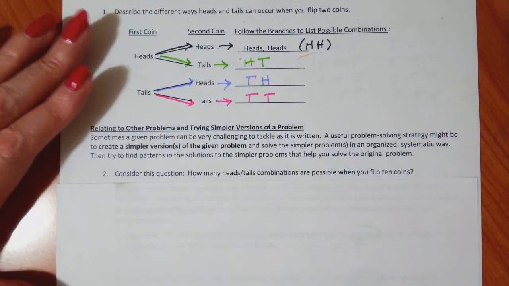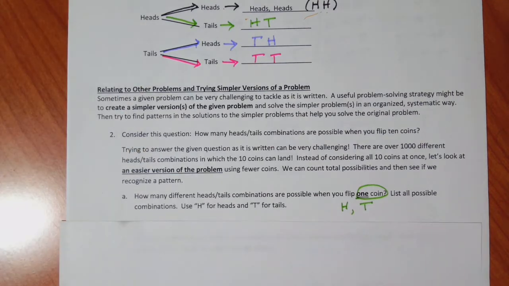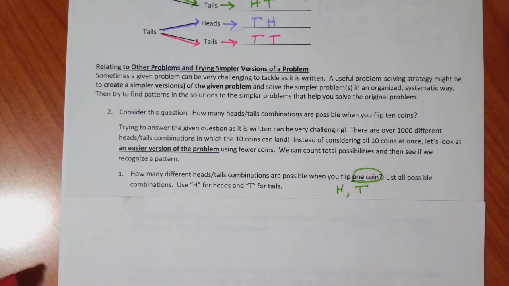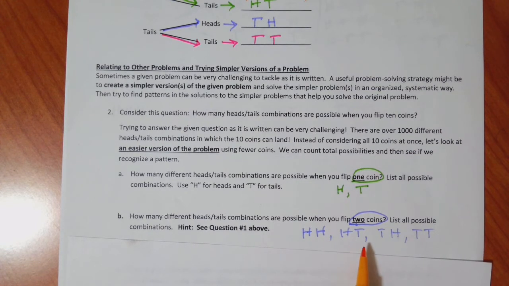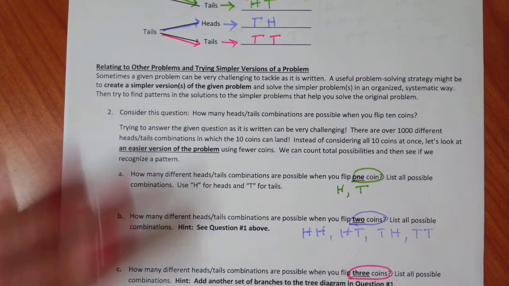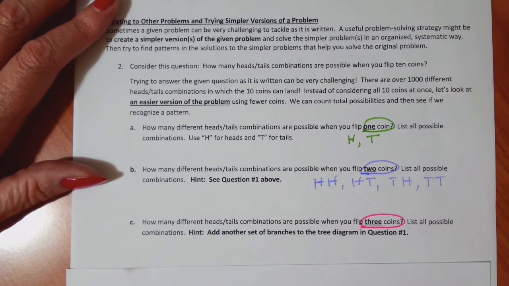So maybe if we break it down into something simpler, then we can turn around and solve the larger problem without much strain. Okay. So we're going to look at an earlier version of this, something we've already done. If we flip one coin, we can either get a heads or a tails. If we flip two coins, we did that above, we can either get heads, heads, heads, tails, tails, heads, or tails, tails. Well, now we want to know how many possible combinations there are if we flip three coins.